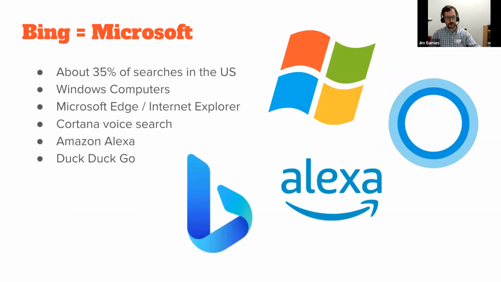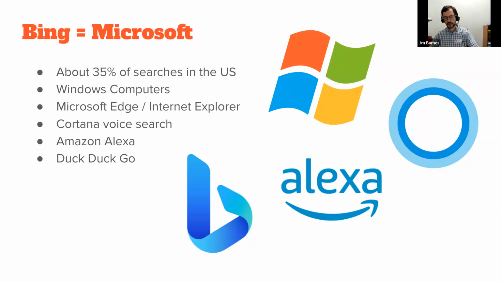And the other big one is Bing, which is Microsoft. About a third of searches in the US go through Bing. That's mostly because Bing is built into all Windows computers. Here at the library, if you come use our computer lab, there's a little search bar at the bottom left of every computer. If you type in there, it'll search the internet, and that's using Bing. Or if you're using Microsoft Edge or Internet Explorer web browsers, or if you do a Cortana voice search using a Windows computer, or Amazon Alexa is a big one. If you say, "Hey Alexa," that's using Bing.